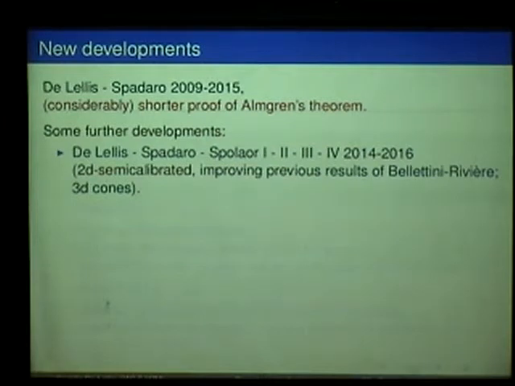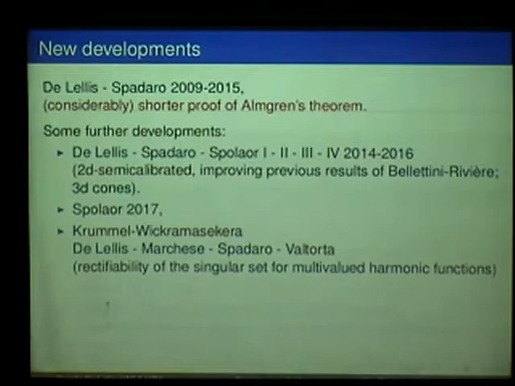Now, we know if these cones are area minimizing, they have isolated singularities. Actually, Polaor in 2017 also handled the case of semi-calibrated currents in any dimension. Of course, once you have a theorem which is telling you that the singularity has a certain dimension, you wonder whether you can say more. For instance, whether you can have rectifiability or whether you can have more structures for these singularities.